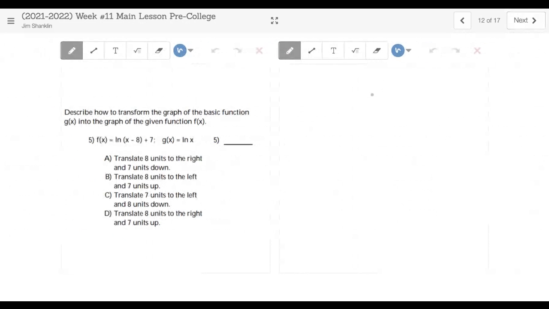All right. This one is yours. It says describe how to transform the graph of the basic function g of x into the graph of the given function f of x. So f of x is natural log of x minus 8 plus 7. So we don't even know what the natural log graph looks like. But it doesn't really matter, does it? We should be able to tell exactly what's happening there. Okay? So Brian, what is happening to that function?